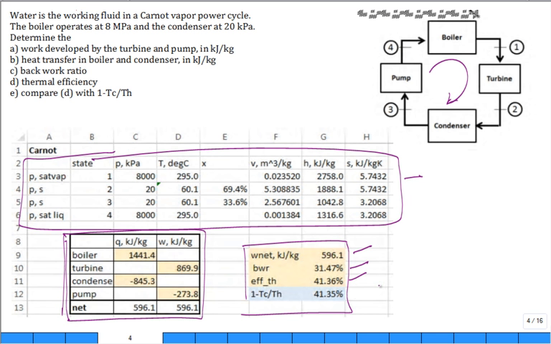And then notice that when you do the calculations, these two are exactly the same, although the method to get this thermal efficiency is W net divided by Q in the boiler, and numerically it gives you the same as 1 minus Tc over Th for the Carnot vapor power cycle.